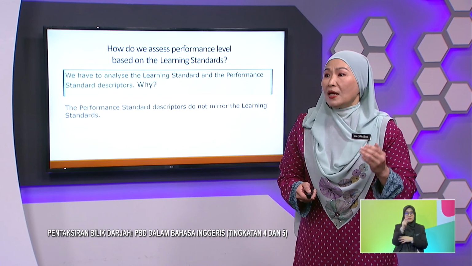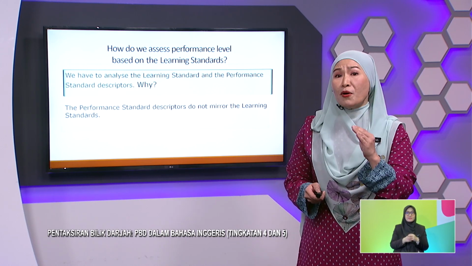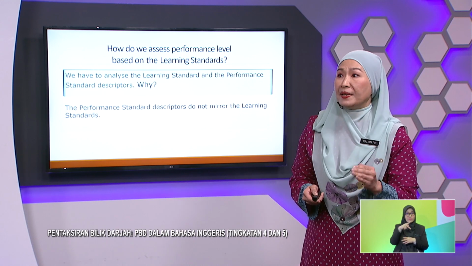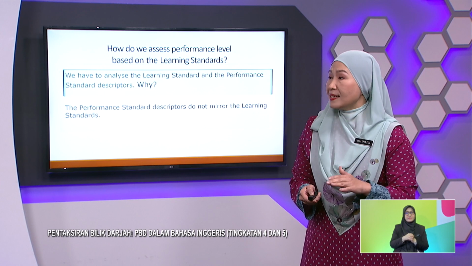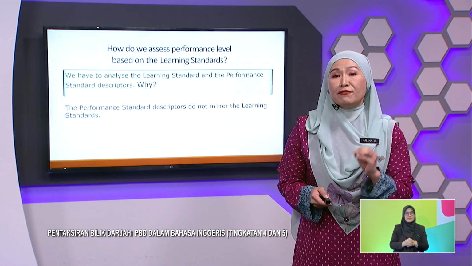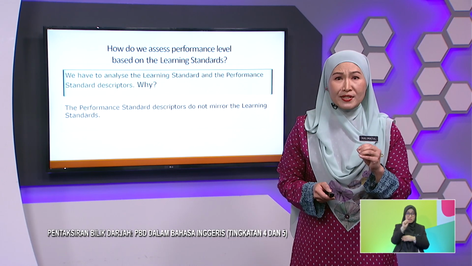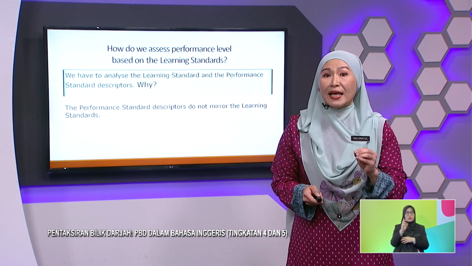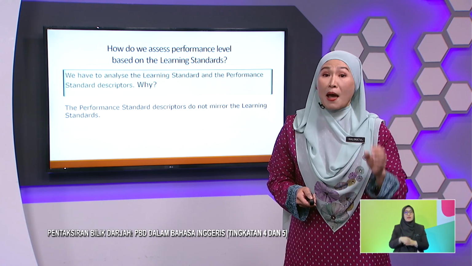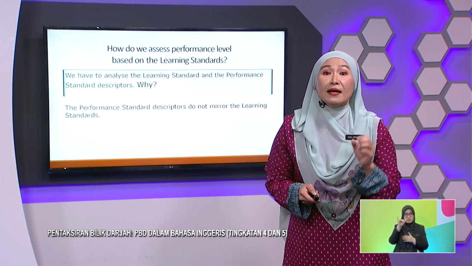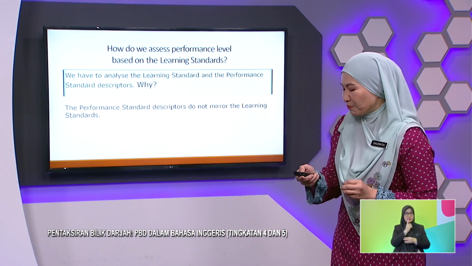So let's, one more reminder before I forget. The performance standards, or the TP descriptors, do not mirror the learning standards that we can find in the SOW. All right? So teachers are so used to using the SOW. So look at the DSKP to really understand what are the descriptors before we award the TP for our individual pupils. All right?